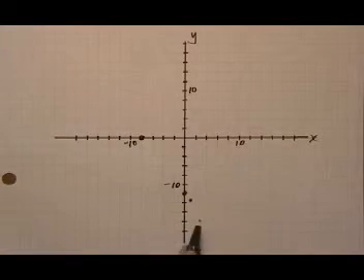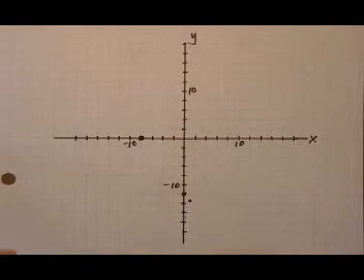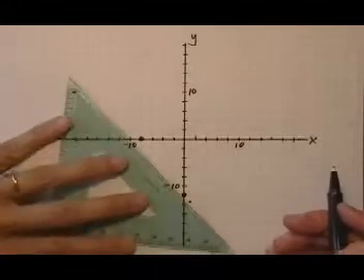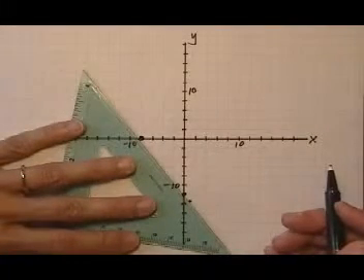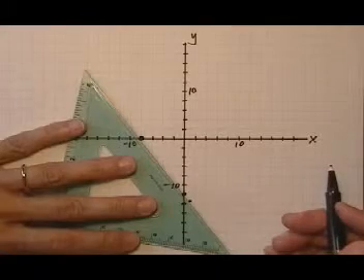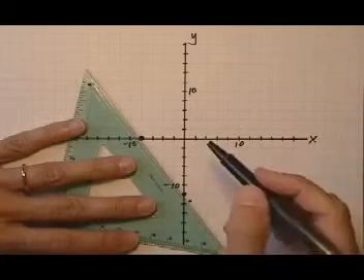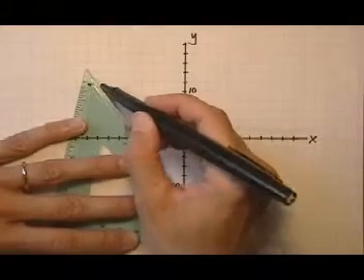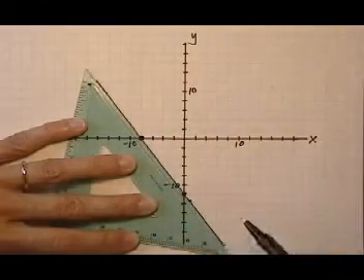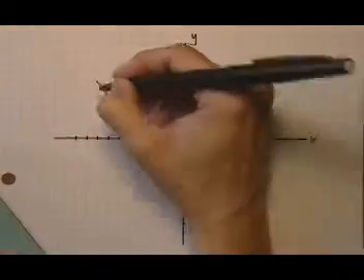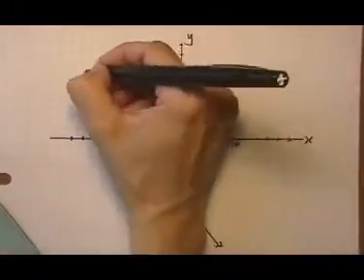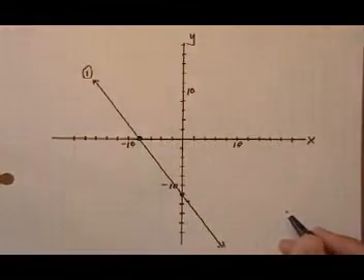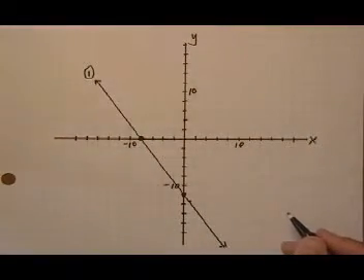Okay, so it's good to do that third point as a check, because then we make sure that everything is lining up in a straight line, which all of your equations should graph as a straight line in this course. In future courses they won't. So there's our first line. That's equation number 1.